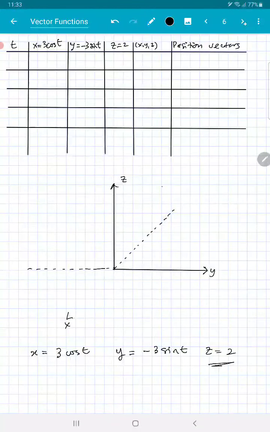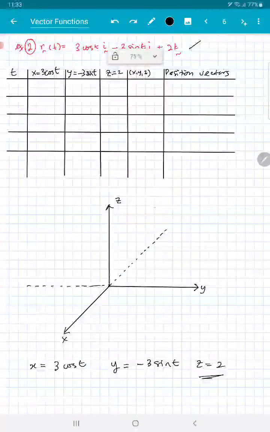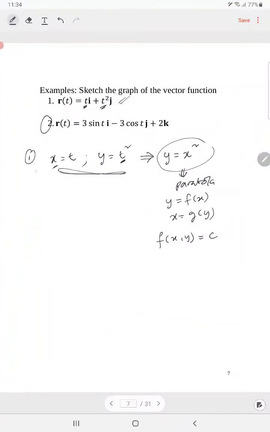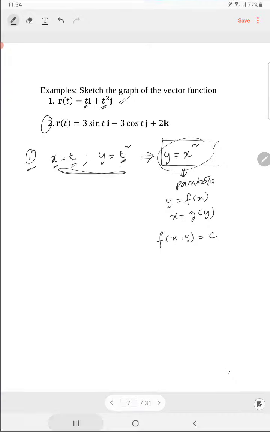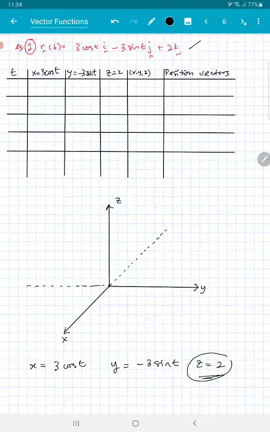Which means that for our points x, y, z, remember we have points x, y, z for different values of t. The z coordinate is always 2, only x and y vary. So I'm going to use the same technique that I've shown you for example 1, item 1, where we eliminate parameter t to get an equation of y in terms of x. We're going to do the same thing for example 2. Now we know that our curve is going to be on the z equals 2 plane because z is always 2.